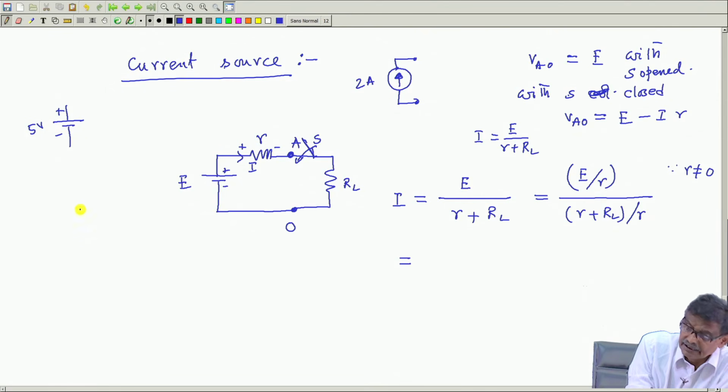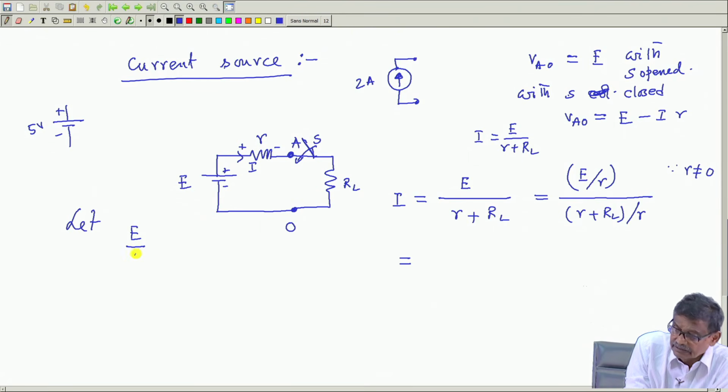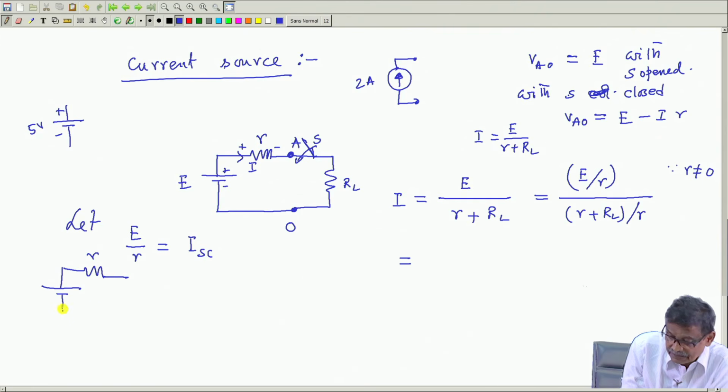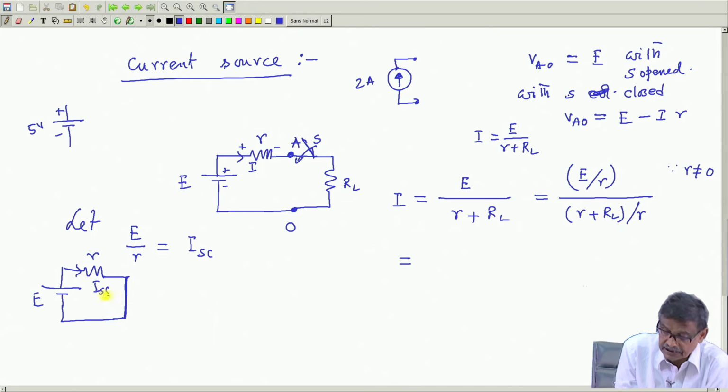So, let this current E by r be called this current as ISC. What is the physical meaning of this? This battery with this internal resistance will deliver a current if RL is made equal to 0, if these two terminals are short circuited, is it not? Then only this ISC will flow if RL is equal to 0 here, E by small r.